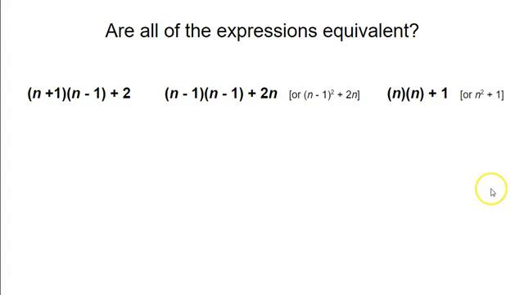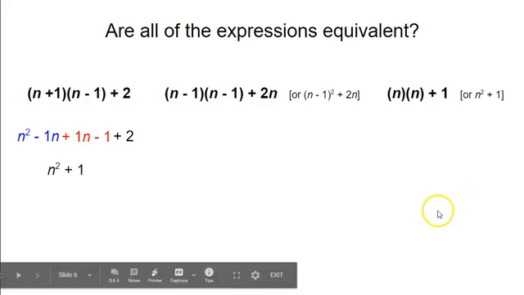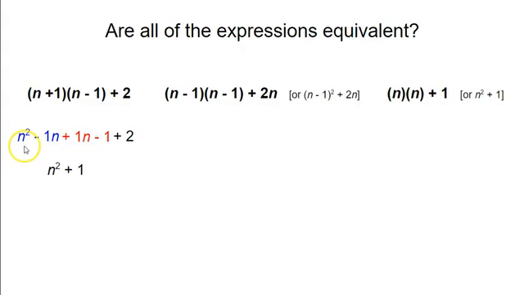So are all of these expressions equivalent? Well, if we look at the first one and we distribute, we talked about this in the last lesson, if we distribute that first n to each of the terms in the second binomial, and then the 1 to each of the terms in the second binomial, and then we simplify by combining these like terms, we end up with n squared minus 1n plus 1n, those equal 0, minus 1 plus 2, that equals 1. So this expression simplifies down to this.